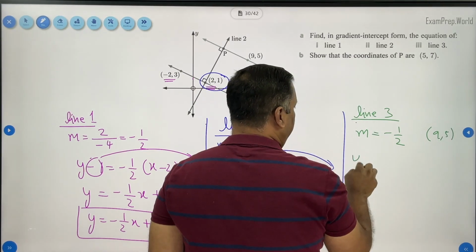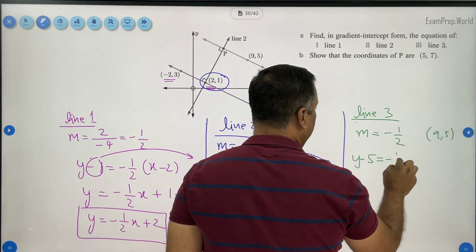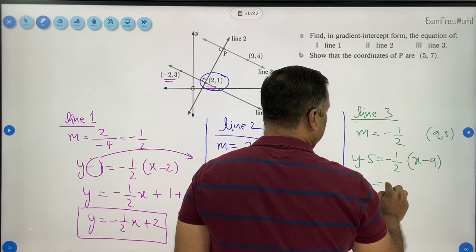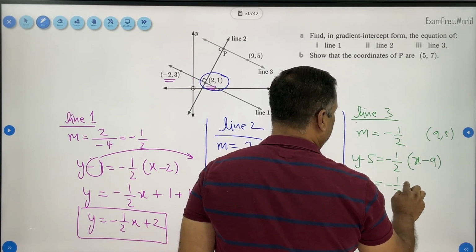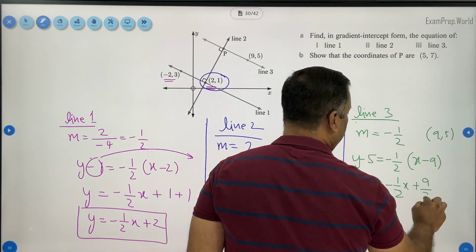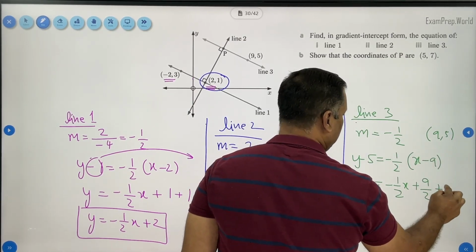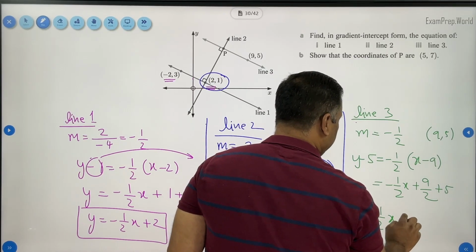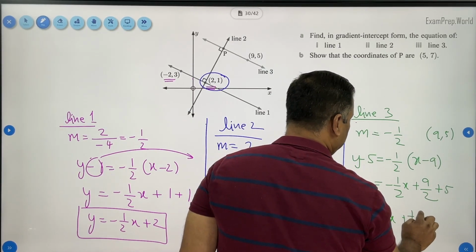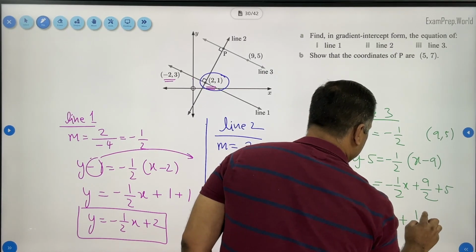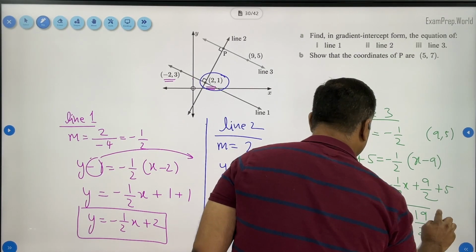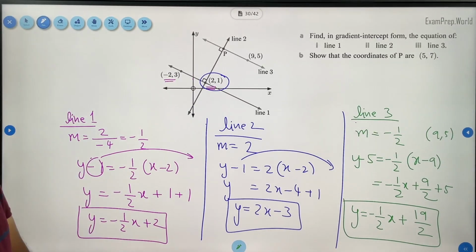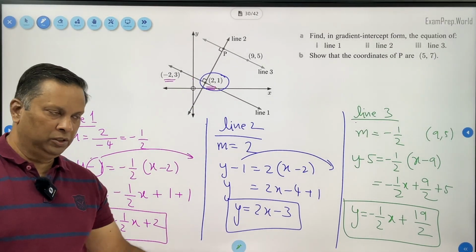So I can write y minus 5 equals negative half (x minus 9), which becomes negative half x plus 9 by 2, and this 5 will go there and become plus 5. So it becomes y equals negative half x plus 19 by 2, and this is your line 3. Okay. So pause the video and note this.